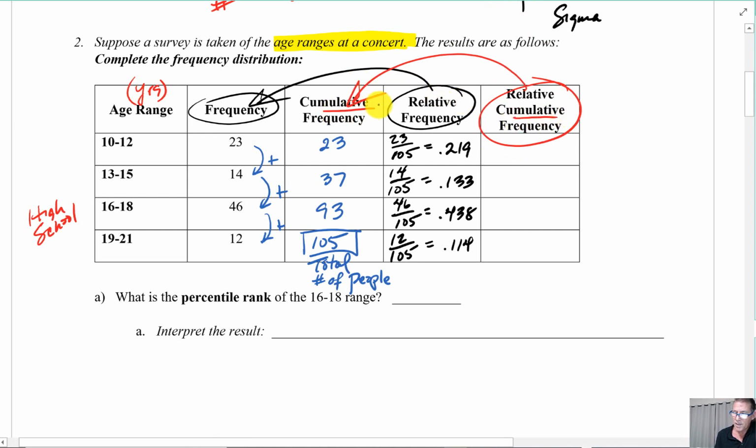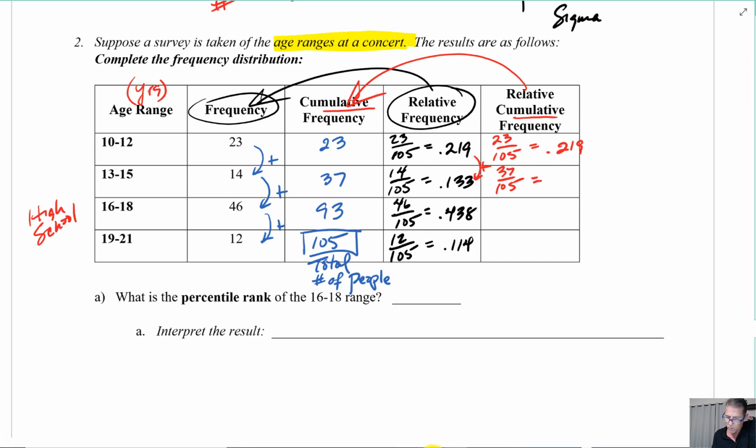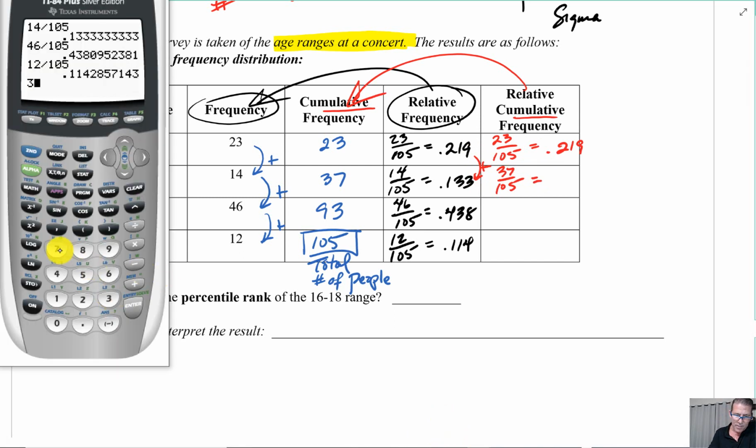Notice that both say cumulative. To figure this one out, we're going to take the cumulative frequency and divide it by the total. And so we get 0.219. There are two ways to do it here. Then you take the next cumulative frequency, which is 37, so 37 out of 105. Or you simply can add these two right here. I'll check that result in a minute. So you take 37 divided by 105.